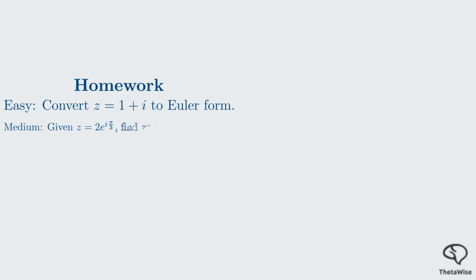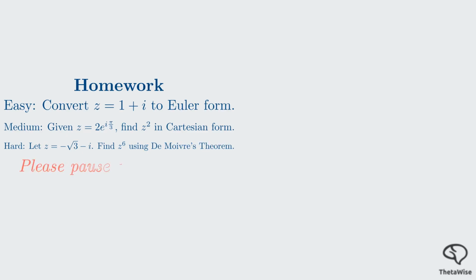It is time for some homework to consolidate what you have learned. Easy. Convert z equals 1 plus i to Euler form. Medium. Given z equals 2e to the i pi over 3, find z squared in Cartesian form. Hard. Let z equals negative root 3 minus i. Find z to the power of 6 using de Moivre's theorem. Please pause the video now and attempt these questions before we move on to the solutions.